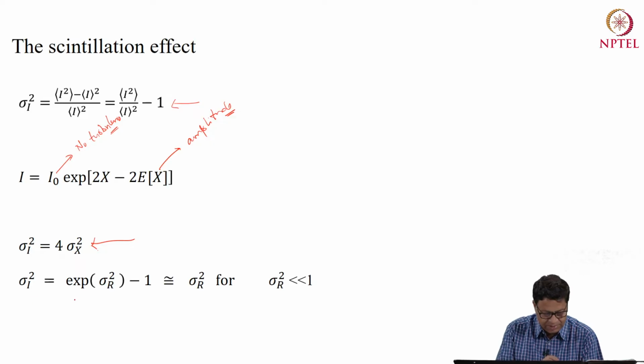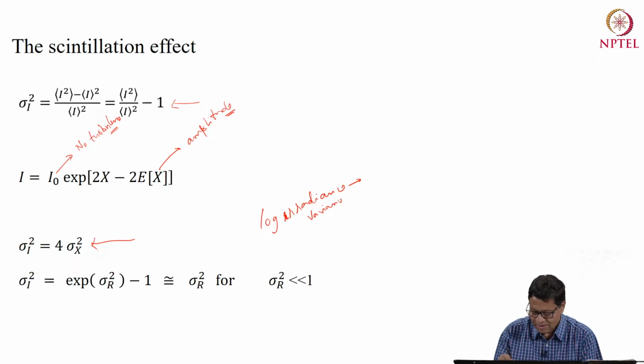And sometimes you take the log variance of the irradiance, or log irradiance. If I take the log of irradiance rather than only the irradiance, that variance will be defined by a term which is called sigma r square, which is nothing but the Rytov parameter.